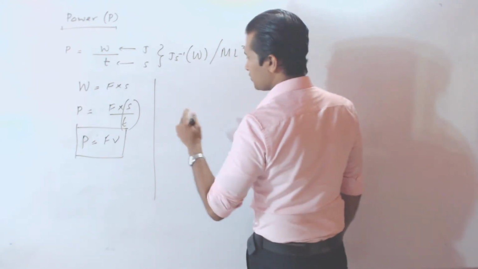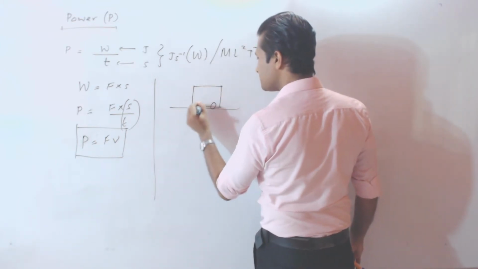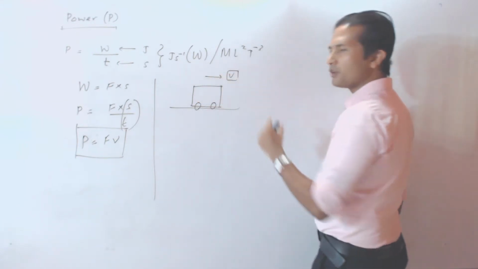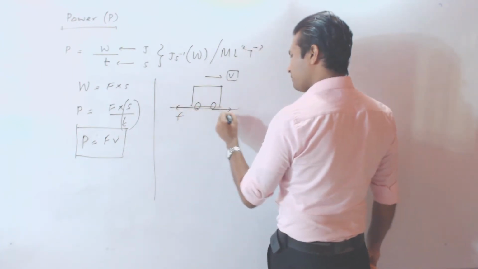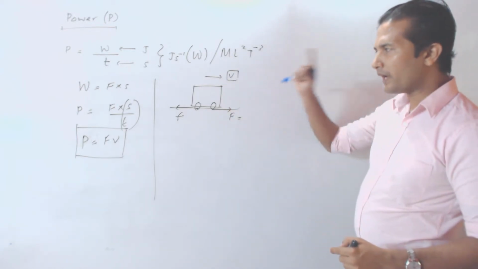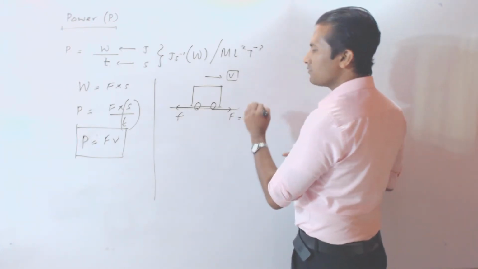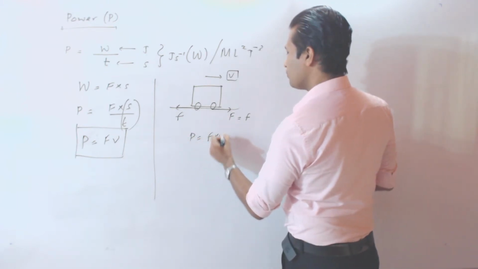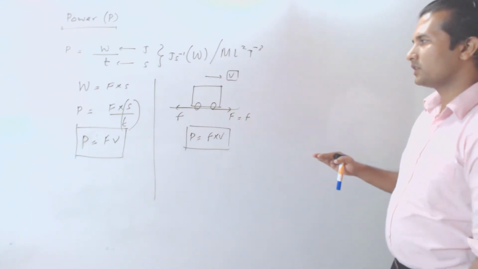Uniform velocity. So we can consider this instance, the vehicle moves with uniform velocity. There is a friction, say simple f. This is called the accelerating force. In order to maintain the velocity as V, the accelerating force should be equal to the friction. So P equals simple f into V, because capital F is equal to simple f, that is friction.